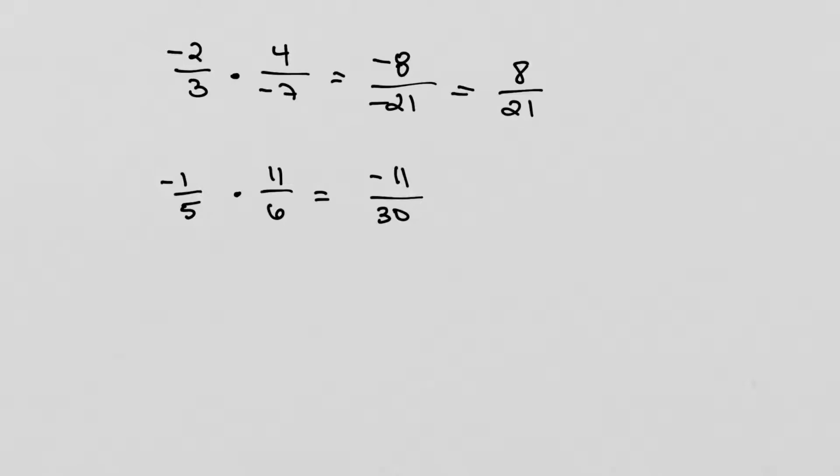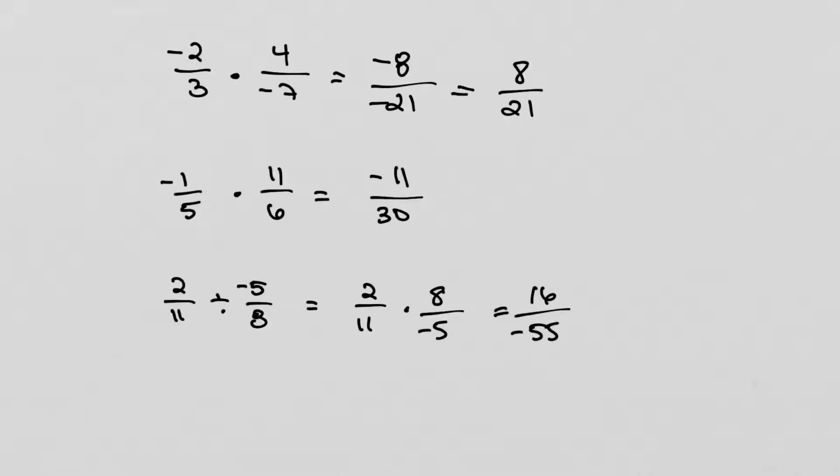So that's what we've got, negative 11 over 30. If I had, how about 2 over 11 divided by 5/8? How about a negative 5/8? Then that's the same thing as 2 over 11 times 8 over negative 5, which gives me 16 over negative 55. And if you just have one negative sign in there, that's the same thing as negative 16 over 55. All right, so just be a little careful with your positives and negatives when you are multiplying and dividing.